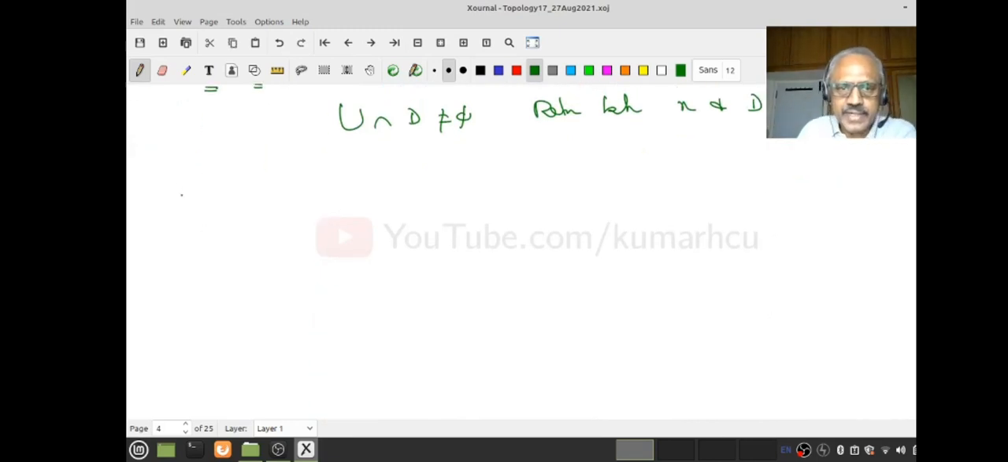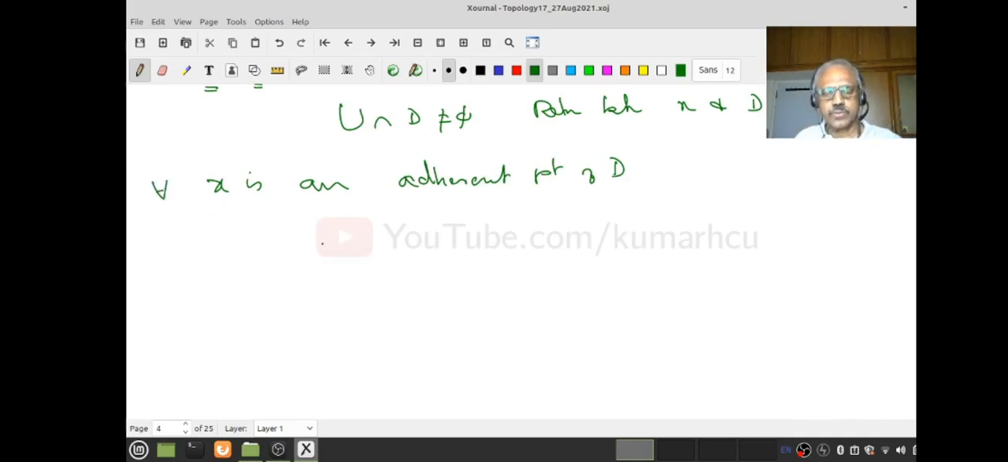I'm sure all of you know that. X is an adherent point. And what is X? X is an arbitrary element. Therefore, every element of capital X, the topological space, is an adherent point of D. Have you understood? That's it. So we have concluded: if D is dense in X, then every element X in the space capital X is an adherent point of D.